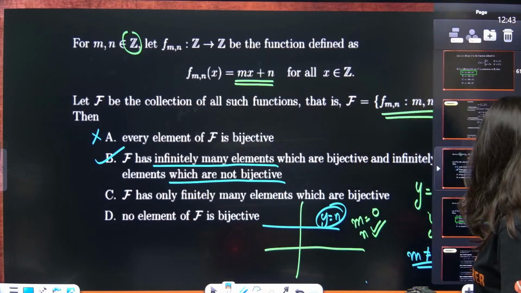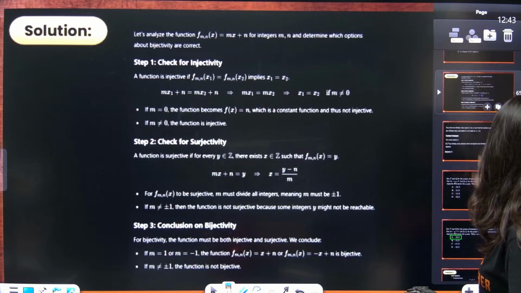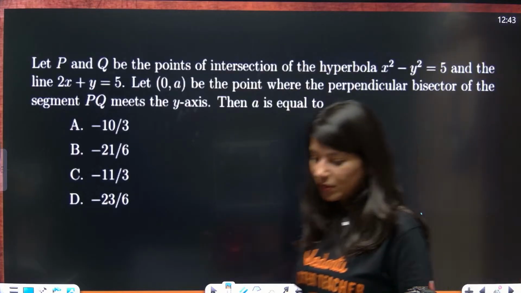Okay, all right. Now the next question is from conic sections, hyperbola. This is a very good question. Listen to this question.